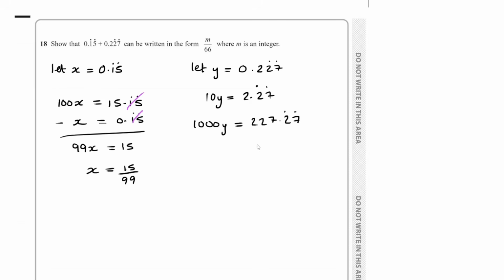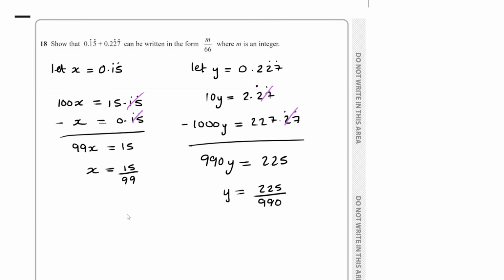Now, we subtracted that, didn't we? We want to subtract that again. Obviously, I'm going to subtract it the other way around. 990y. Obviously, these should cancel, and then don't forget that you do need to take away the 2. So that'd be 225. Obviously, divide across, 225 divided by 990.